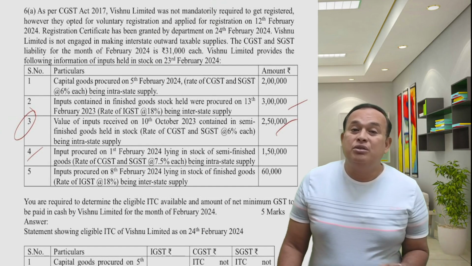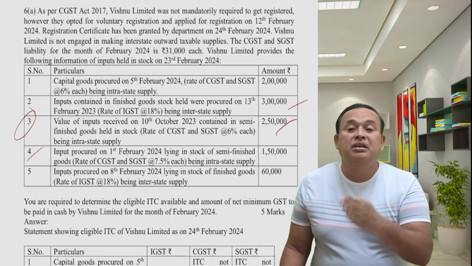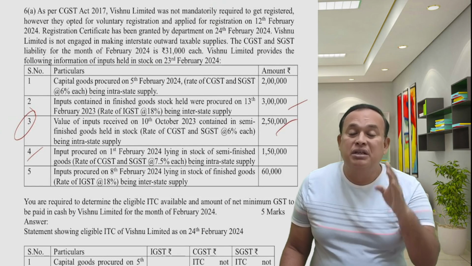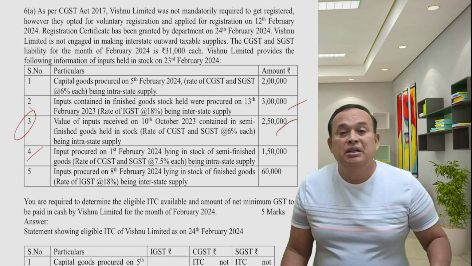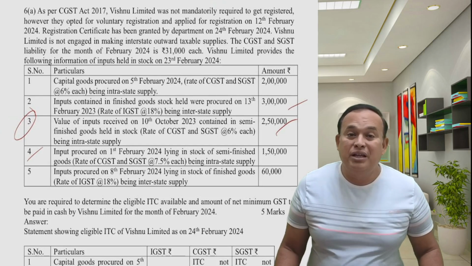Prior to that date, preceding the effective date of registration, the goods lying in the organization as finished goods, work in progress, or raw material only qualify for input tax credit. That too, those inputs should not be older than 1 year from the date of purchase.